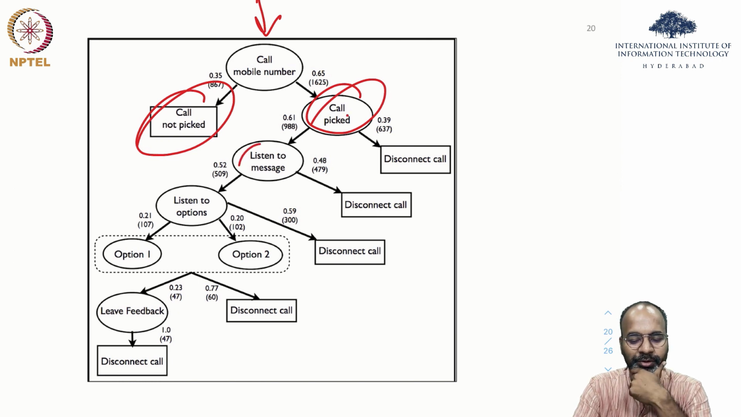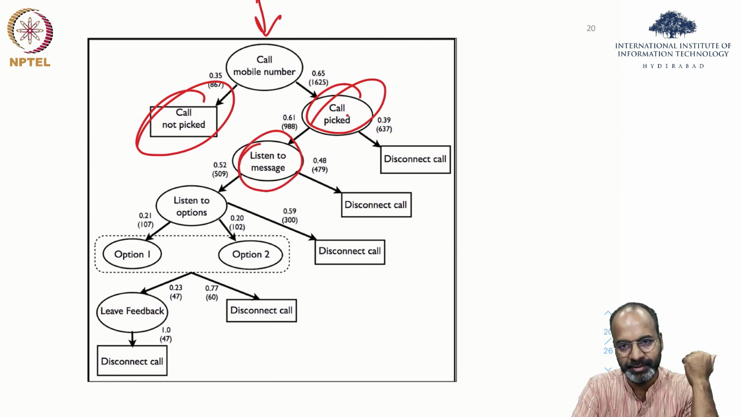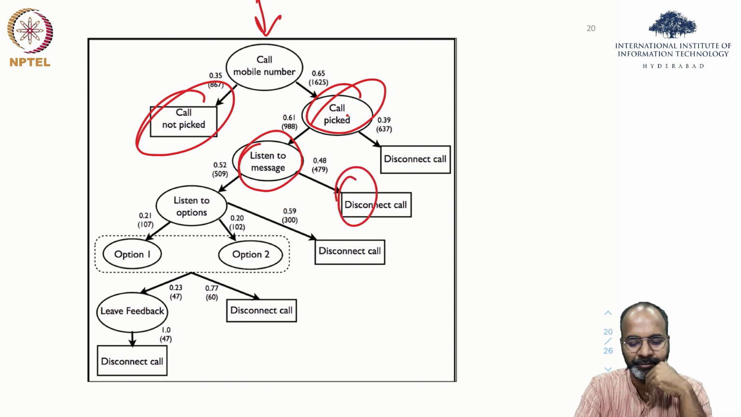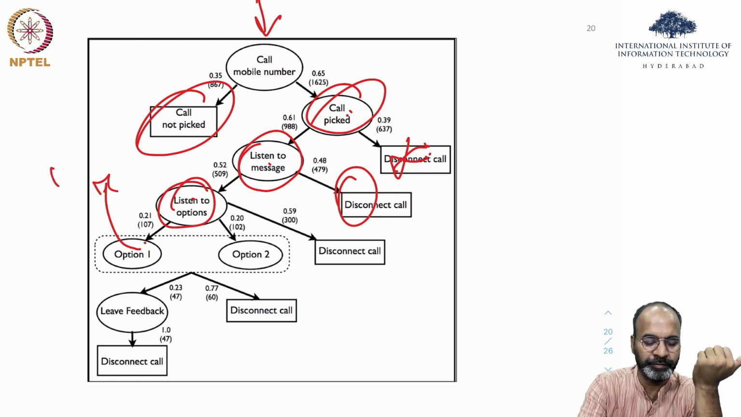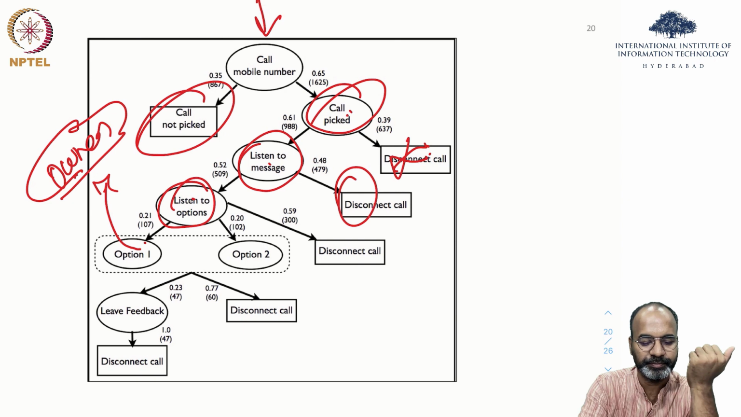When you pick the call, you're listening to the message, which is research from Precog, and all that. Then you disconnect. You picked and you realize it was wrong, you should not have picked, so you disconnect. Then you listen to the message. You listen to the entire Precog message. And then you listen to the options, which is press 1 if you uploaded the number. So this is where we wanted to understand the ownership.